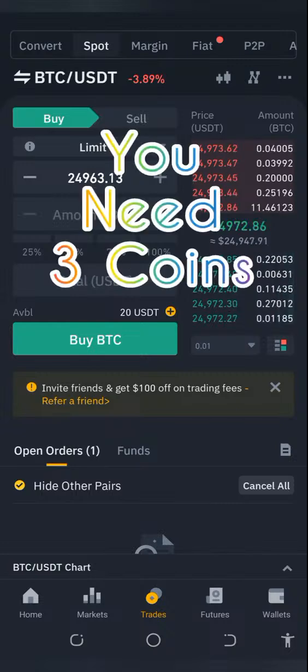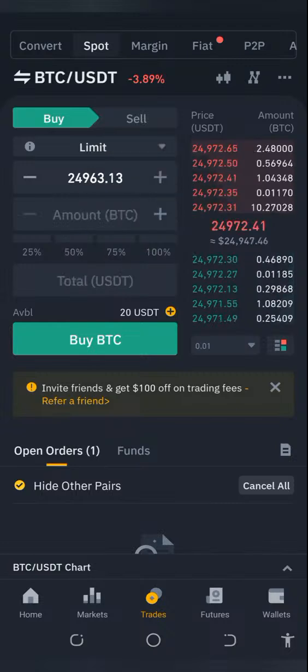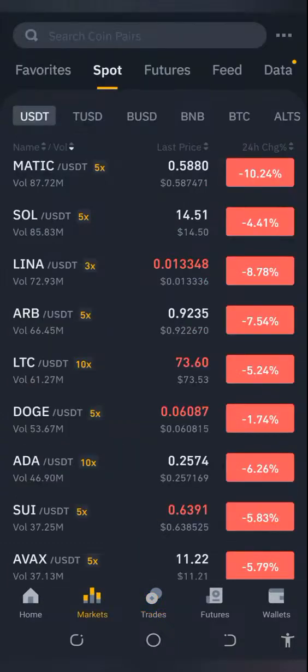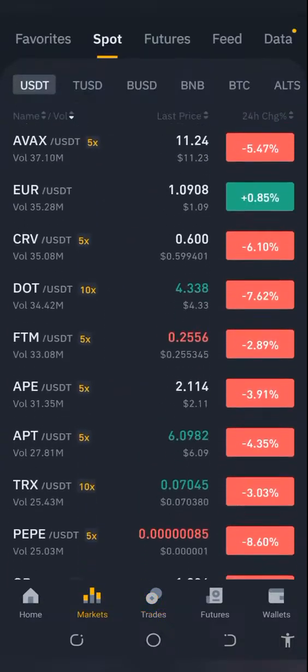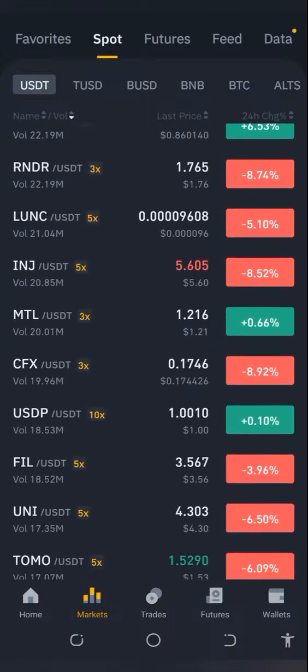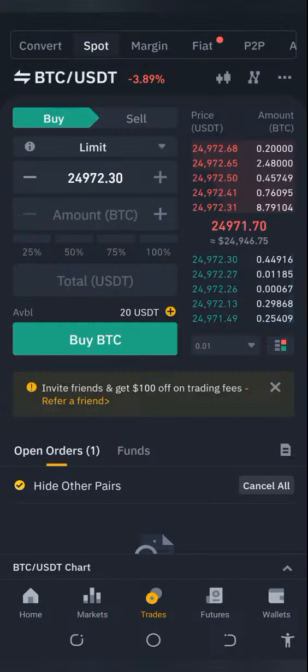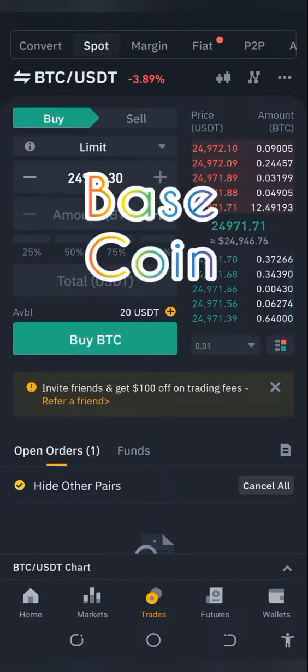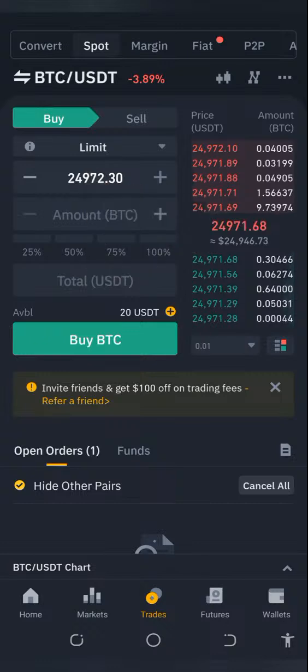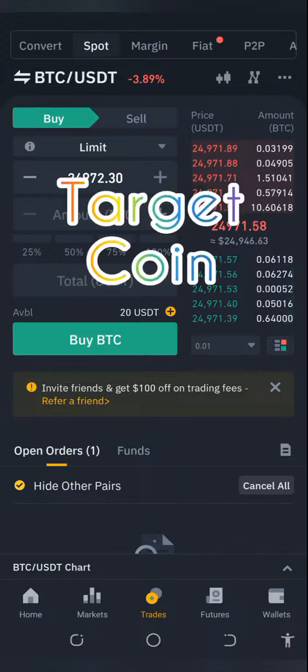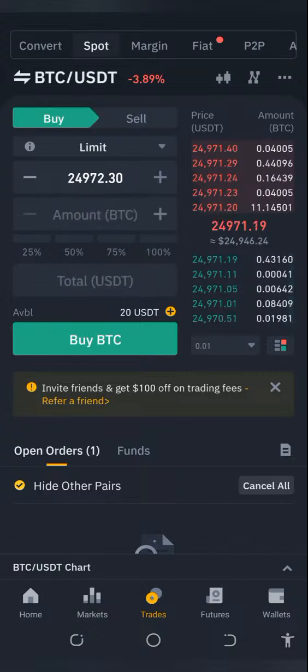First off, you need 3 coins. Now, look at this. We've gone to the coin section, and you can see there are so many coins here. You need to pick one. And of course, in our income strategies course, we show you how to pick the right one based on different parameters. When you pick the coin that you want to use, we're going to have 3 coins. First, your base coin. Second, your target coin. And third, your profit coin.